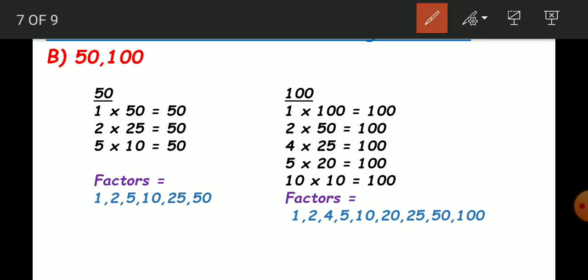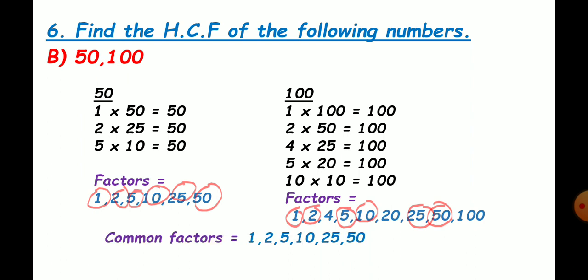So which are the common factors? Circle them. 1, 2, 5, 10, 25 and 50. Yes, these are the common factors. Now out of the common factors, which is the biggest? The biggest number is 50. So HCF is 50. Very good.